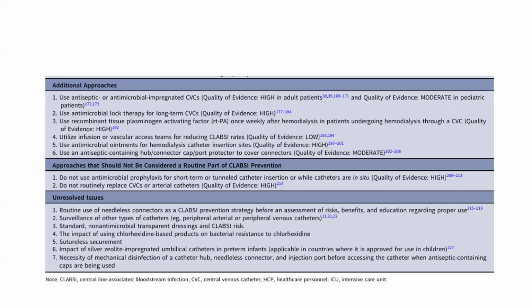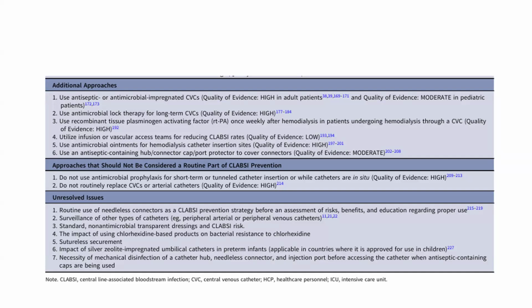Then additional approaches include: use antiseptic and antimicrobial impregnated CVC, use antimicrobial lock therapy for long-term CVC, use recombinant tissue plasminogen activator once weekly after hemodialysis in patients undergoing hemodialysis through CVC, utilize infusion and vascular access team for reducing CLABSI rate, use antimicrobial ointment for hemodialysis catheter insertion site, use antiseptic-containing hub or connector cap or port protector to cover connector. Approaches that should not be considered as a routine part of CLABSI prevention.